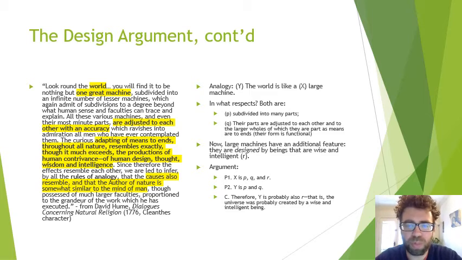So, premise 1, X is P, Q, and R. Large machines are subdivided into many parts, P. They are adjusted to one another, and they are intelligently designed by a being with intelligence and wisdom. Premise 2, the universe is subdivided into many parts, and the parts are adjusted to each other functionally. Therefore, the universe is also probably designed by a being with intelligence and wisdom.